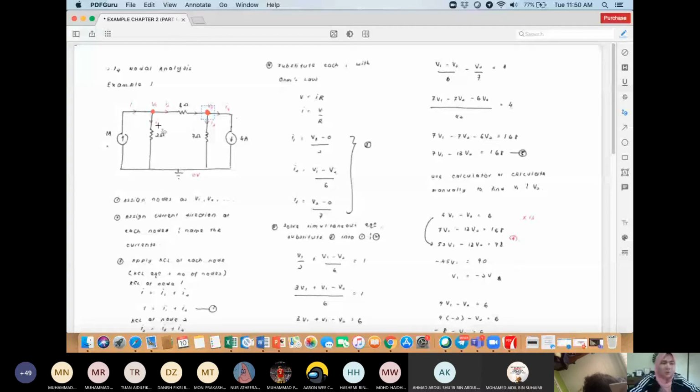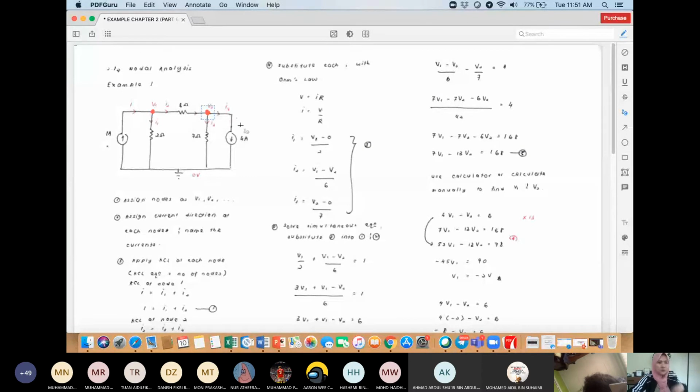Okay, and over here you have the ground, so supposedly the current will flow like this. And the current over here, the flow is like this. For the second node, this is the current flow. This one flows to the ground. Also, same as this one, flows to the ground.